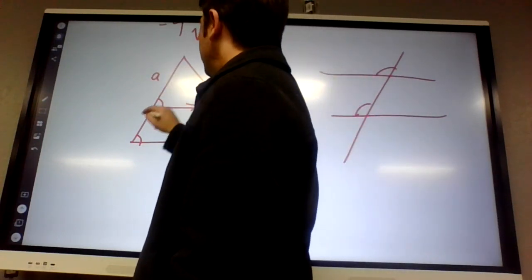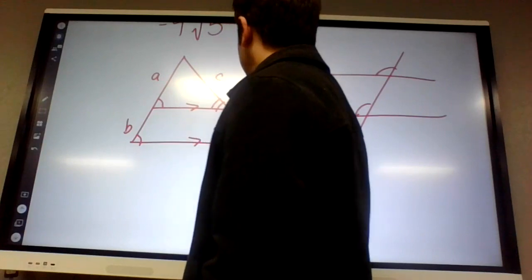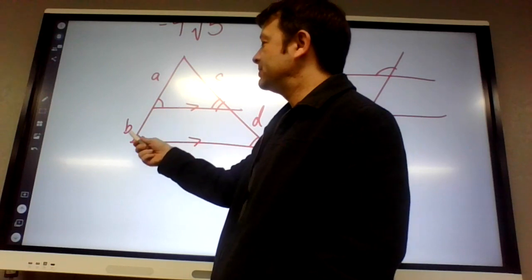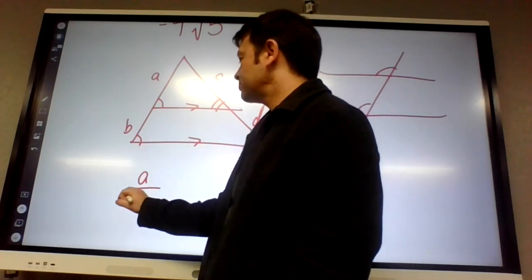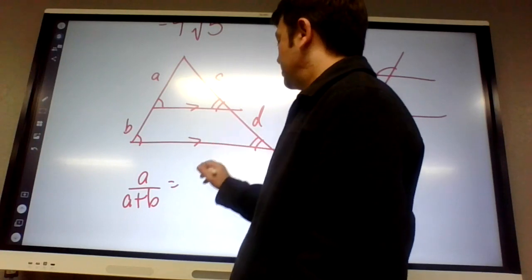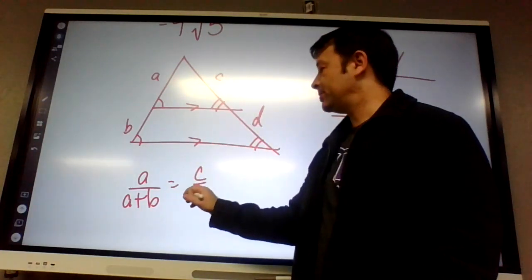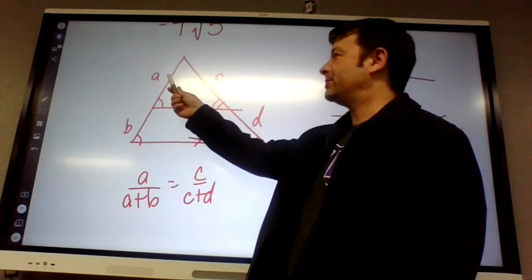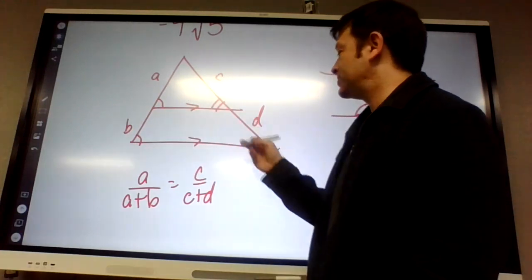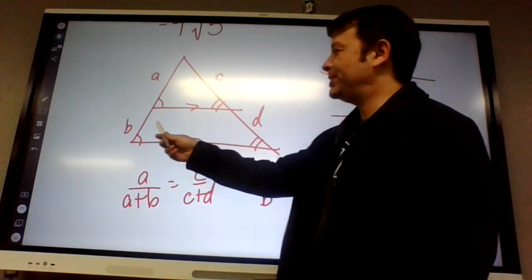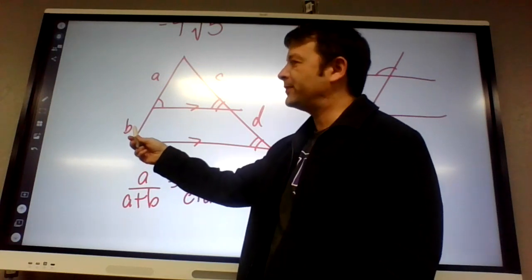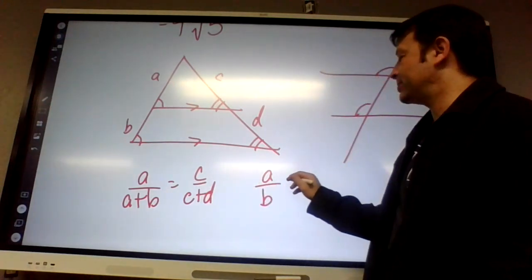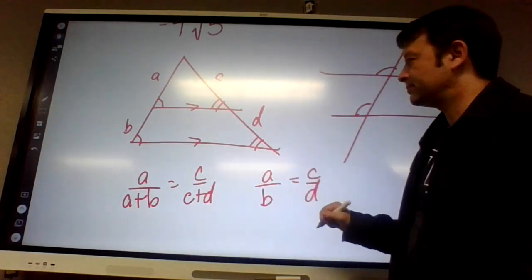So we'll call it A on the little triangle. It matches what on the big triangle? A plus B. And C on the little triangle would be C plus D on the big triangle. So those are equal. That's true, but it actually turns out that you can also just do A over B equals C over D, even though B is not a side of a triangle, it's just part of a side. But it still works.